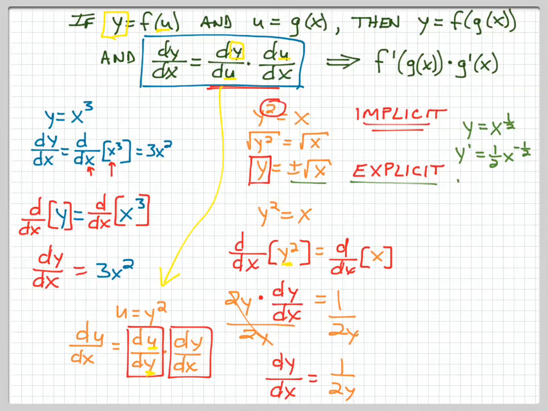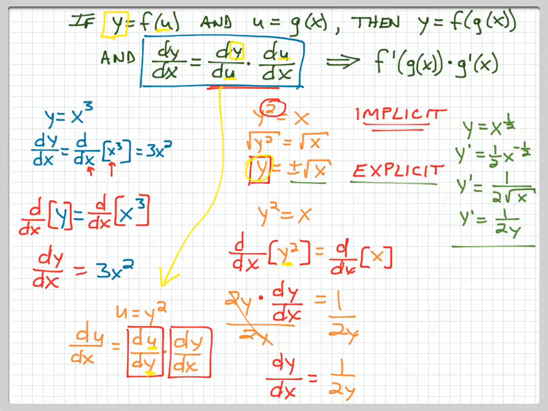We can put that x in the denominator and convert it to a square root, and we've got 1 over 2 times the square root of x. But remember that the square root of x equals y. Those are the same things. So we know that y prime is going to be 1 over 2y.